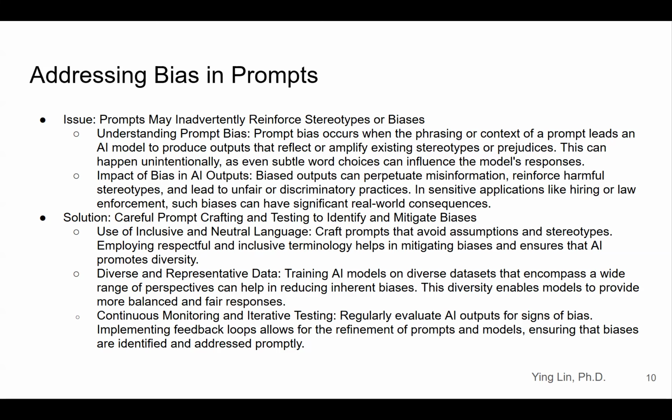Now, the impact of bias in AI outputs. Bias can perpetuate misinformation. It might amplify false or misleading narratives based on biased phrasing. A biased prompt about a social group may result in AI surfacing historical biases instead of neutral facts. And it can reinforce harmful stereotypes. Biased prompts lead AI to mirror societal prejudice, potentially normalizing discrimination. If AI is repeatedly asked to generate crime-related content using specific demographics, it may develop skewed associations. And in hiring, finance, and law enforcement, biased AI responses can disproportionately harm marginalized groups.